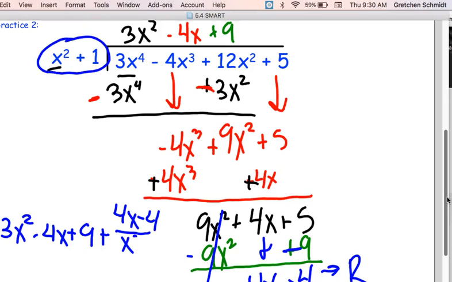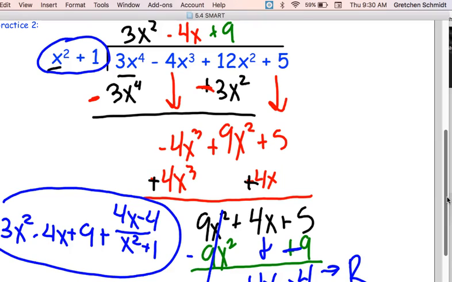So whatever you divided by goes on the bottom. Whatever your remainder was goes on top. You don't even need to think about it. There you go. Biggest thing is, is this a factor? No. We're going to do one more.